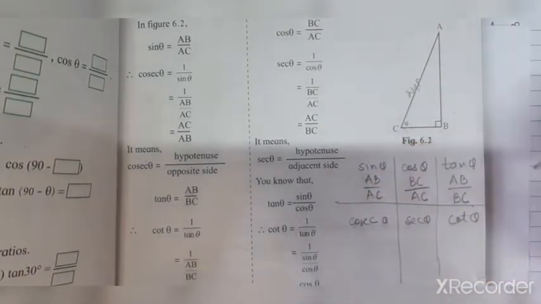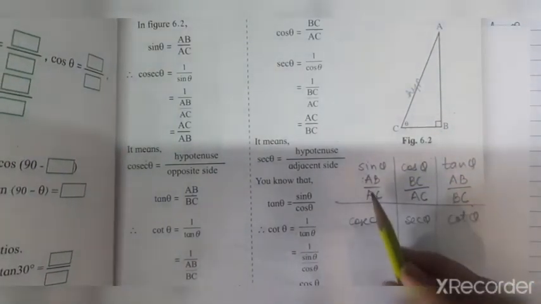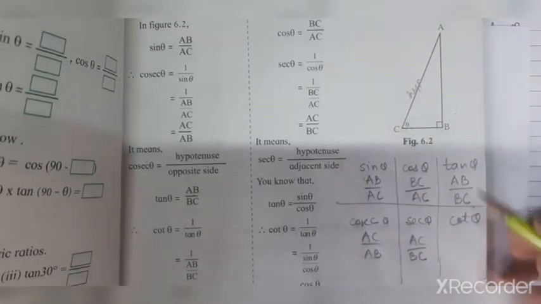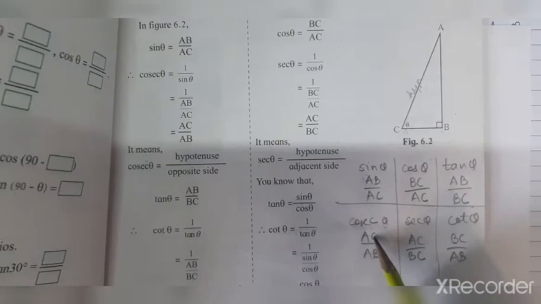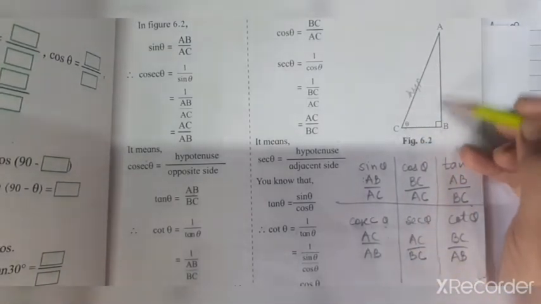So from here only, if you are sure of what you have written for sine, cos and tan, we can do it directly: cosec is AC upon AB. Sec is the opposite of cos, so AC upon BC. And cot is the opposite of tan, so AB upon BC will become just reversed, BC upon AB. We can check: cosec theta is hypotenuse upon opposite, so hypotenuse AC upon opposite AB.